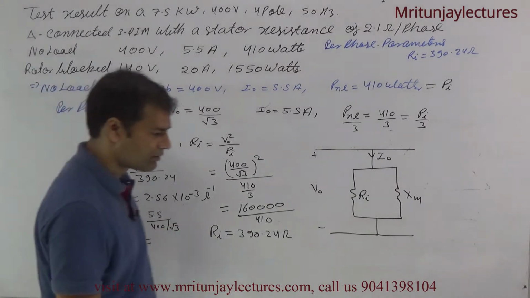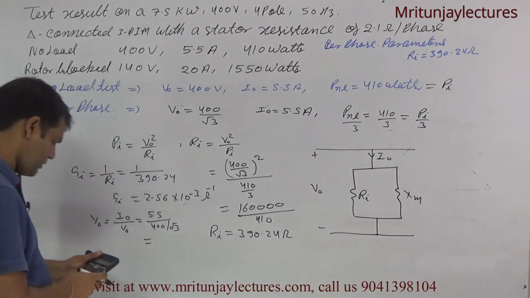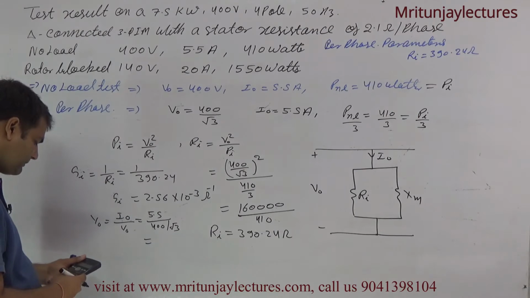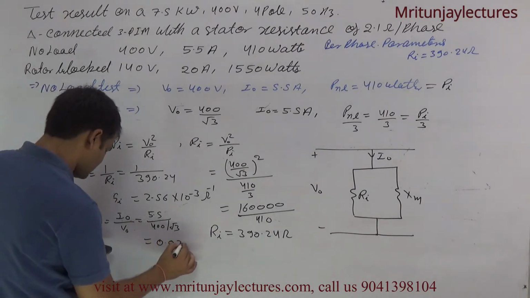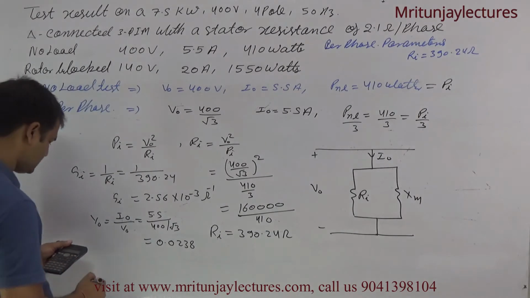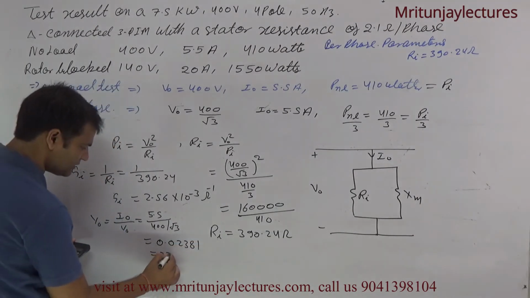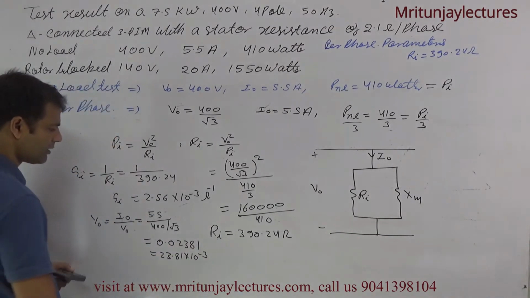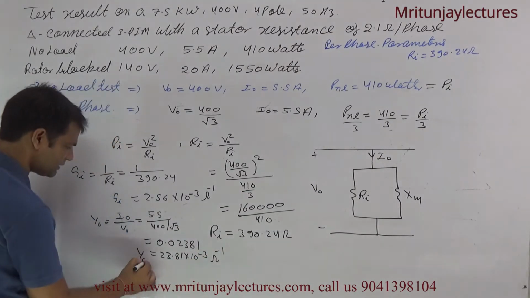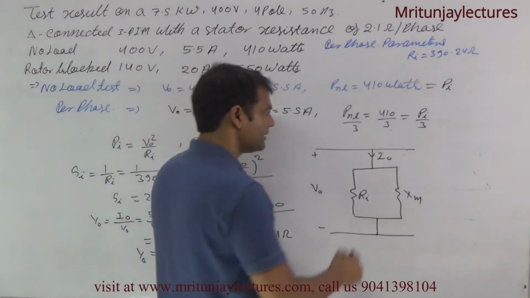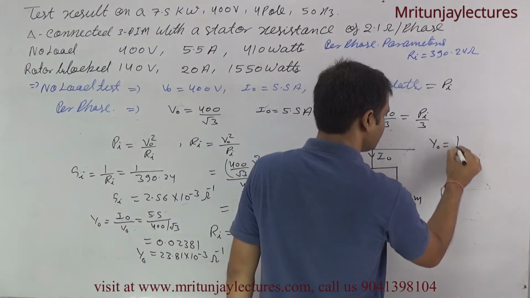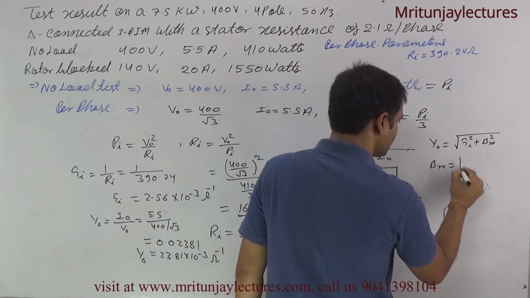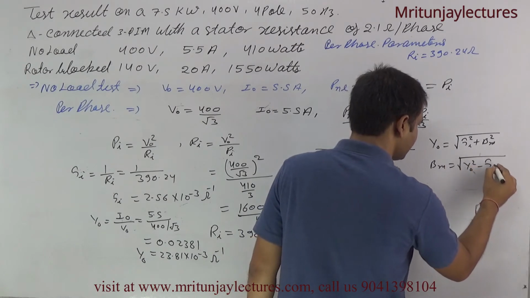So finally we get 5.5 divided by 400 into root 3, that is 0.0238, or you can say 23.81 into 10 to the power minus 3 ohm inverse. Clear? So I know that Y0 is the square root of Gi squared plus Bm squared.